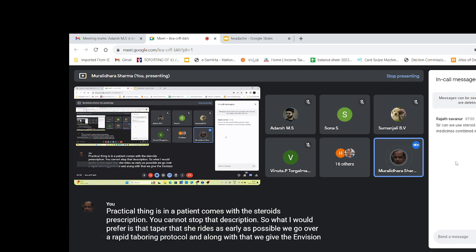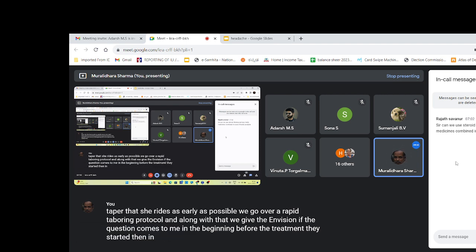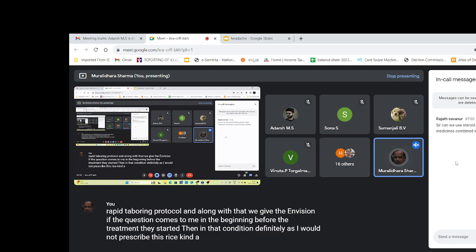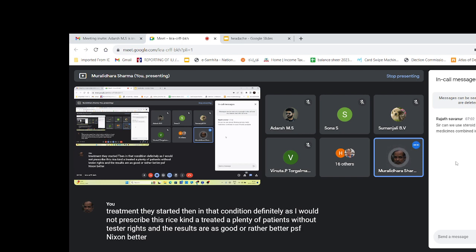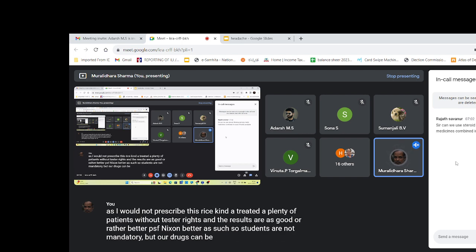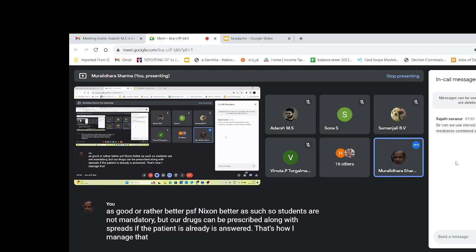If the patient comes to me in the beginning, before the steroid treatment is started, then definitely I would not prescribe steroids. I have treated plenty of patients without steroids and the results are as good, or rather to a certain extent better. So steroids are not mandatory, but our drugs can be prescribed along with the steroids if the patient is already on steroids. That's how I manage that patient.